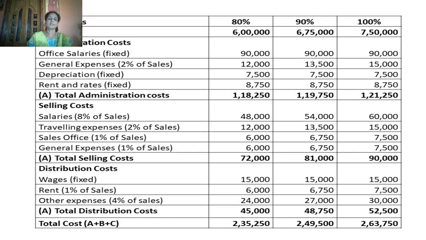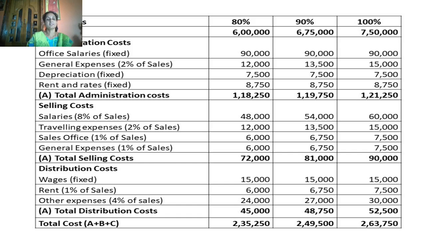Same how you calculated for the expenses, variable expenses. Similarly, you can calculate sales also. For 80% sales is 6 lakhs. For 90% how much? Cross multiply, you will get 6 lakh 75. Similarly for 100% also. So you have found out sales at each level of activity. Now it is easy for you to find out general expenses and other expenses which is based on sales.